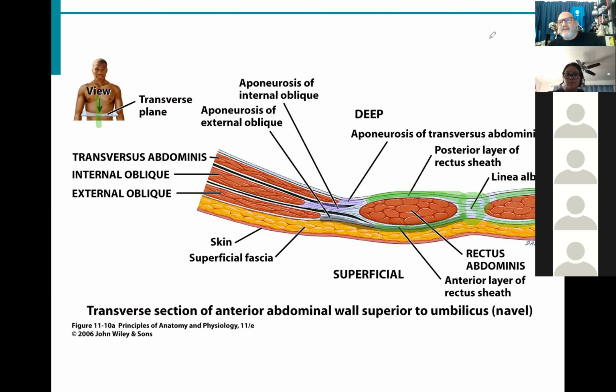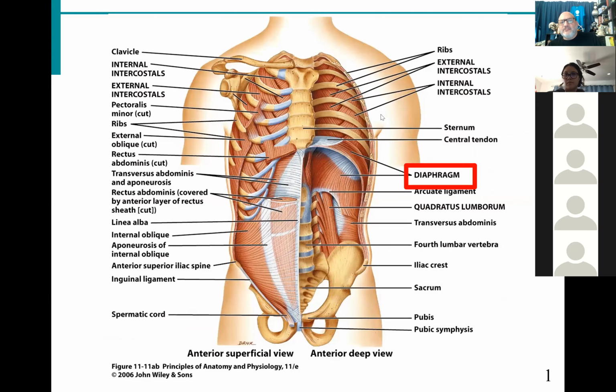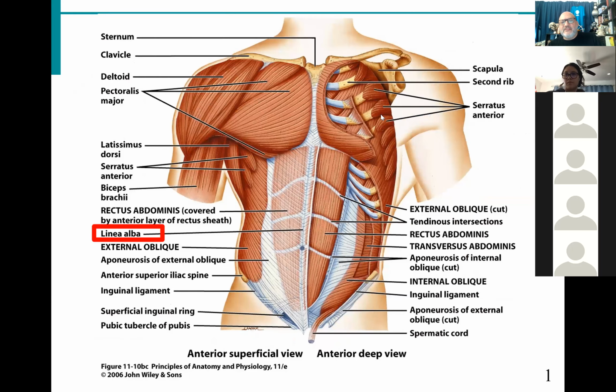Notice we see that here, and we can also see it when we go back to this picture. This white line is where all of those aponeuroses' collagen fibers fuse together. And what do we call that white line? Linea alba. There you go. It's Jessica's younger sister. Linea alba. Linea, of course, means line. Alba, white. It's the white line.